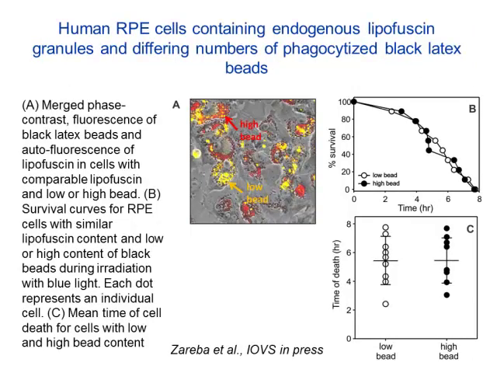Because here we actually used black latex beads as control granules, which can also be introduced into cells by phagocytosis. And we can have a higher or lower number of those beads, and they are actually shown here. But the important thing is that a high number of black latex beads did not change much. I mean, the phototoxicity dependent on lipofuscin is not very much different whether the cells contain a high number of latex beads or not. So that should account for some optical screening.